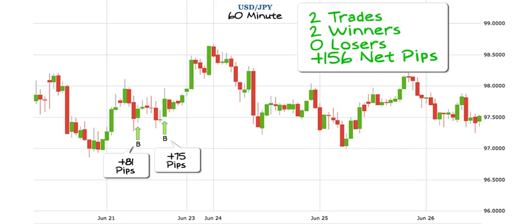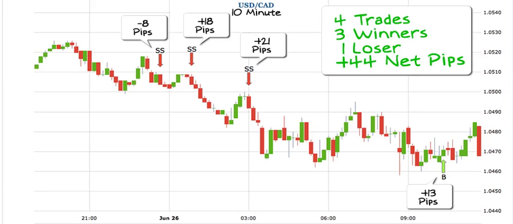Now you can see on this chart, after those 2 trades, there were no additional alerts given for a couple of days, and that's because there were no good high probability setups on this particular pair where there were on other pairs. So the software is going to alert you to those pairs offering the best opportunity at any given point in time. Here's the US dollar Canadian dollar 10-minute chart. 4 trades, 3 winners, 1 loser. A 10-minute chart racking up 44 pips of net profit.